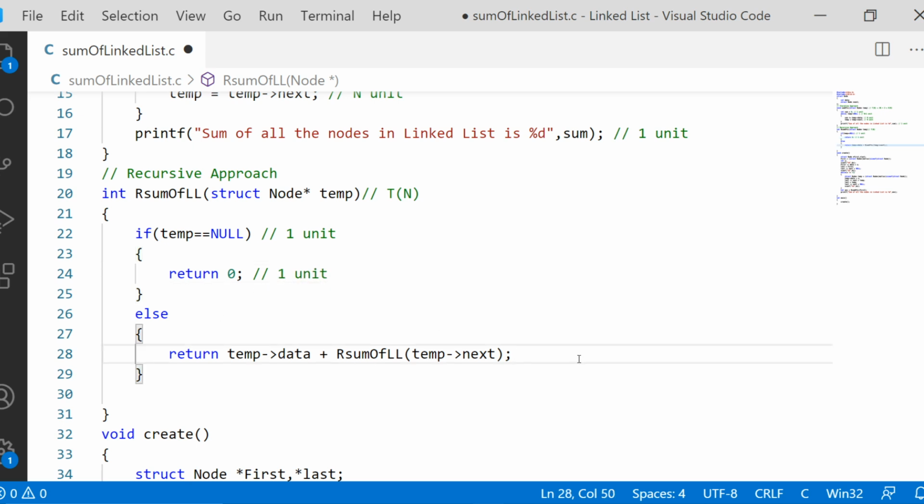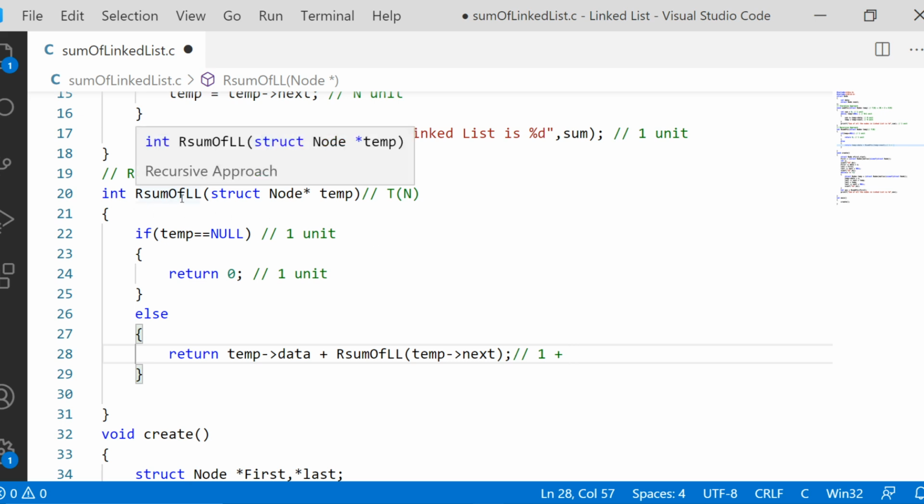Coming here for this temp of data, it will be 1 unit plus this recursive call, right? What you are recursively calling is temp of next. So you are moving from temp to temp of next. Totally you have n nodes. After taking the sum of the first node, how many nodes will you have remaining? N minus 1 nodes you will have.